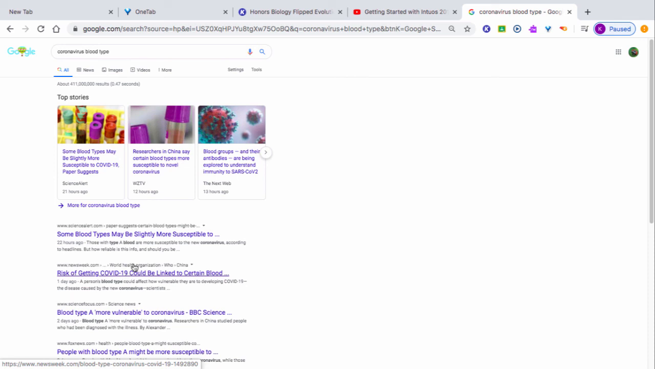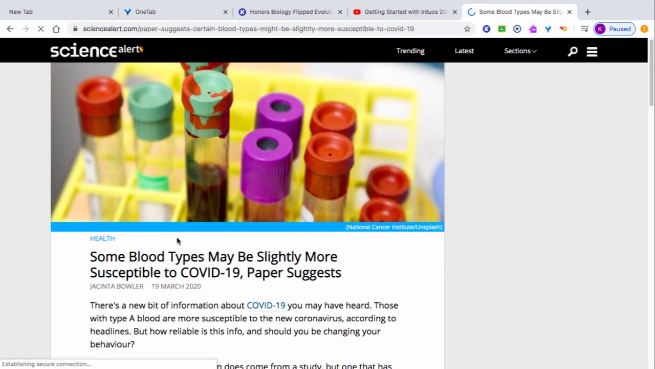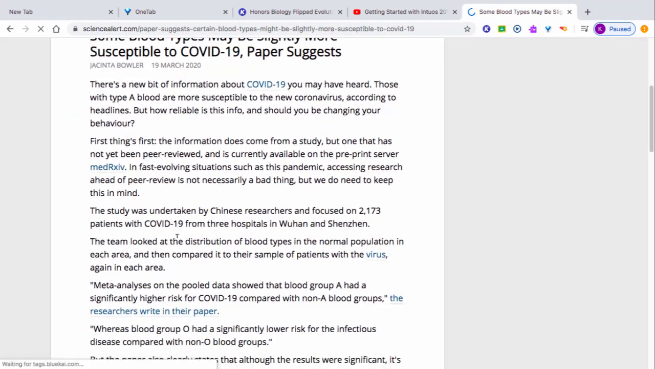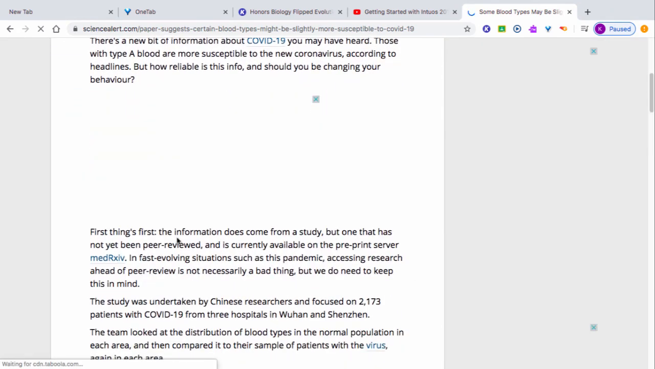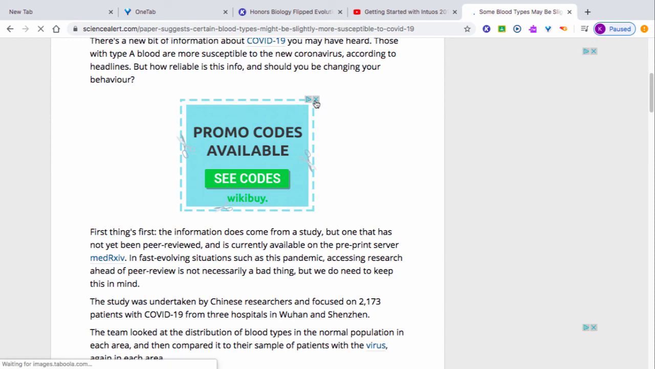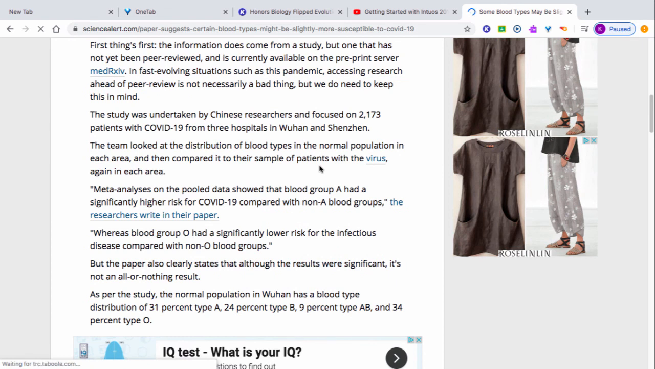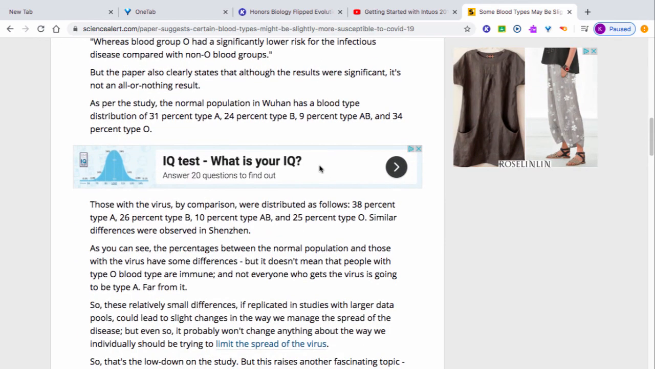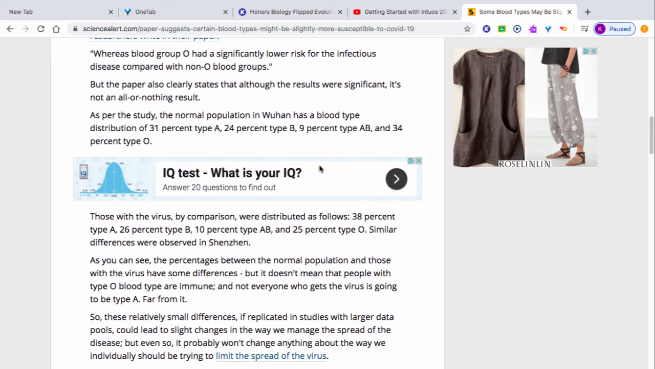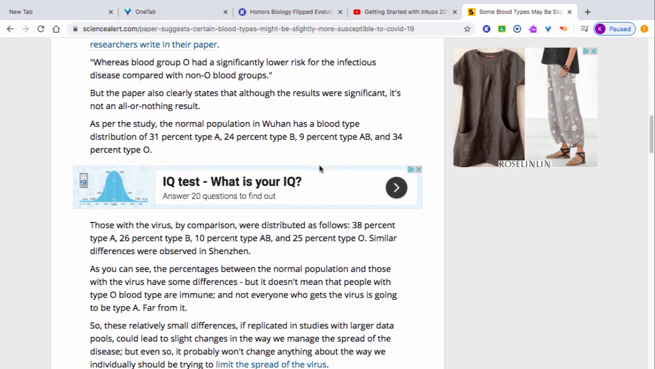So the point here is that when everything is looked at, type A is slightly more susceptible to coronavirus. And remember, 40% of people are type A, and type O would have slightly less than you would predict based on how common that blood type is. But again, nobody knows if that's really true or why it's true.